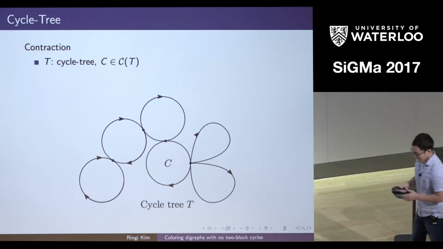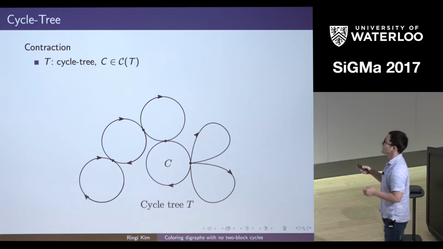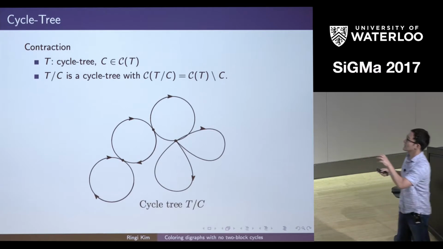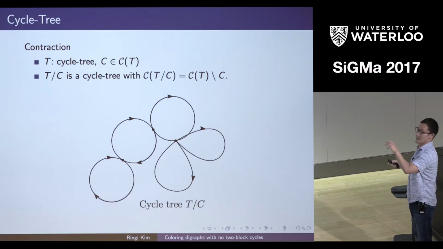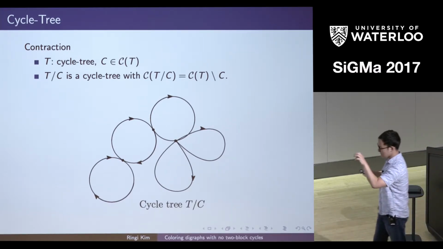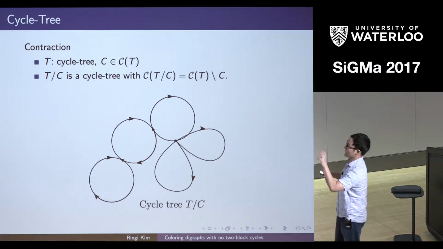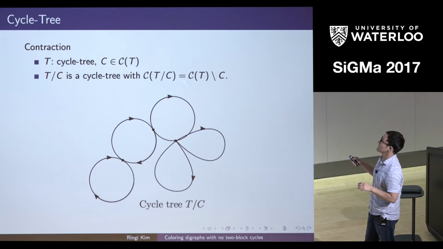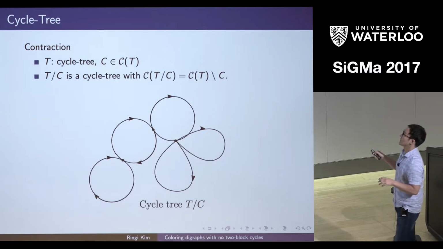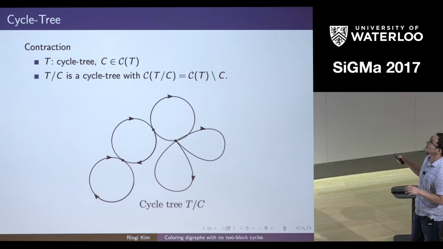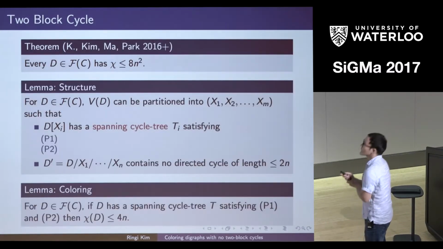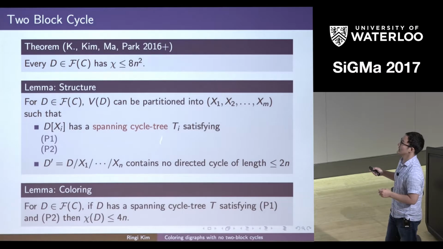And it also has a very nice property. So if we contract one cycle, it is still a cycle tree. And contracting one cycle doesn't break any other cycle. So the set of cycles is equal to just the set of cycles of T minus C. Okay, now we know what a cycle tree is.